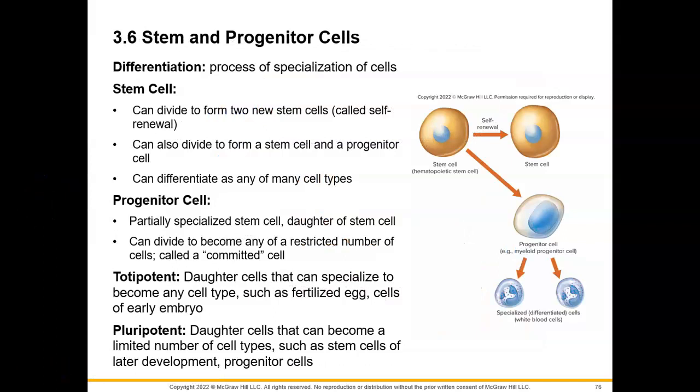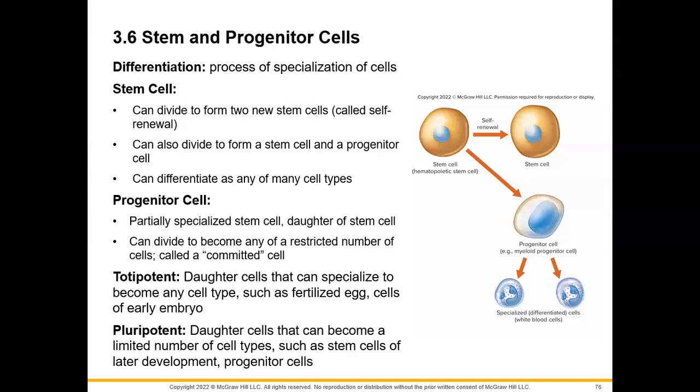Differentiation is the process of specialization of cells. Stem cells are unspecialized. They can divide to form two new stem cells. This is known as self-renewal. They can also divide to form a stem cell, and then the other cell is a progenitor cell. And stem cells can differentiate as many cell types. Progenitor cells are partially specialized stem cells. They're daughters of stem cells. They can divide to become any type of a restricted number of cells. They're known as committed cells.